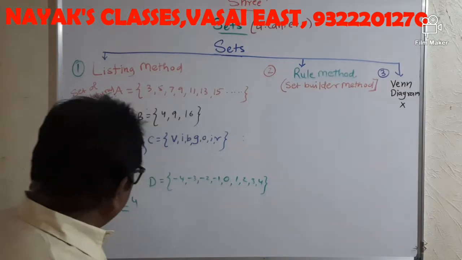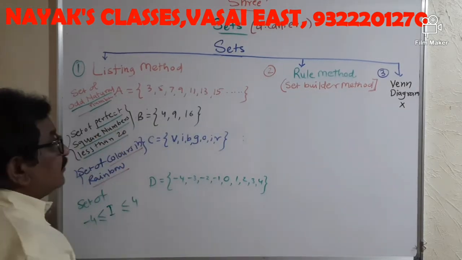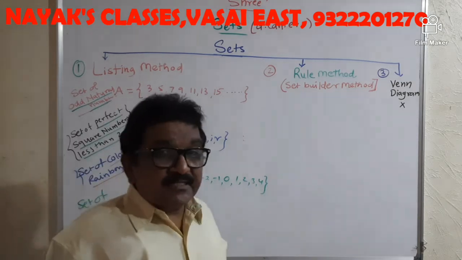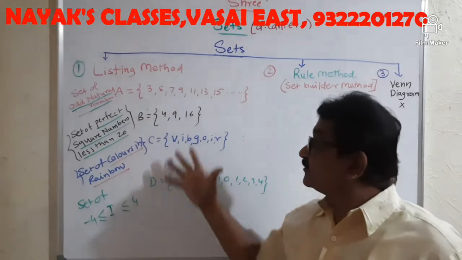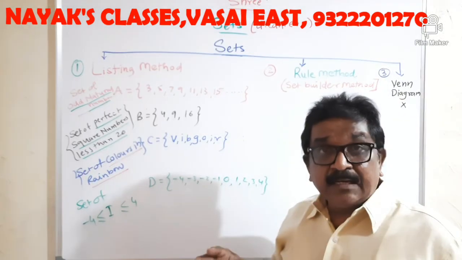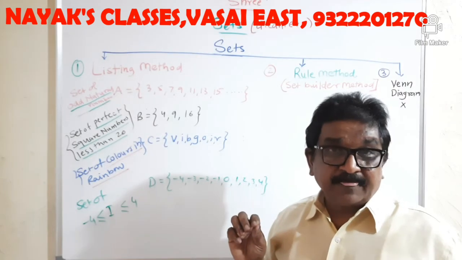Now keep in mind the underline. These are the listing method type sets I have written here. Now we are moving towards the rule method.